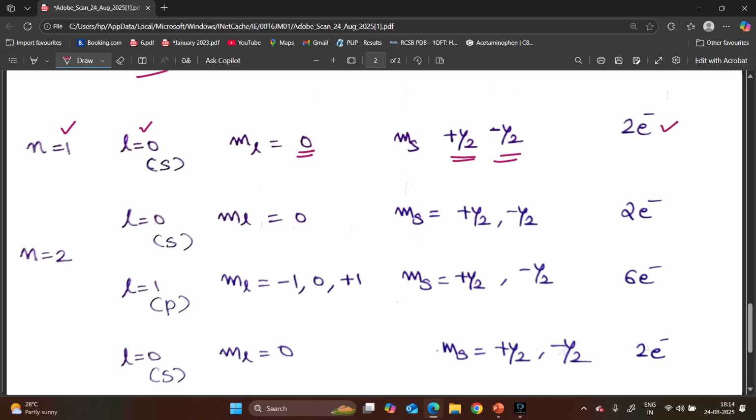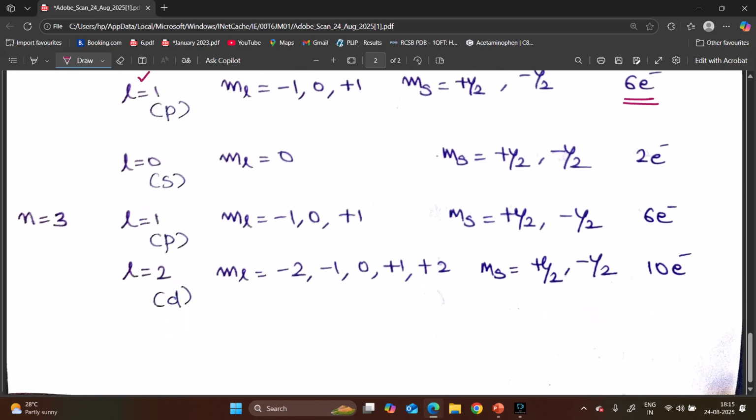When n is equal to 2, L can be either 0 or 1. When L is equal to 0, similar to L equal to 0 in the first shell, we can have 2 electrons. But when L is equal to 1, ML can be minus 1, 0, plus 1, and MS can be plus or minus 1 by 2. That means there can be 6 electrons. That means the p subshell can have 6 electrons.